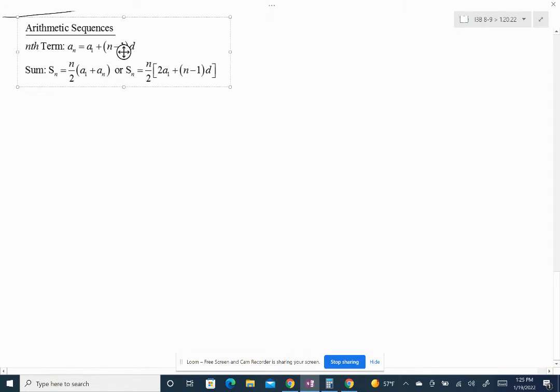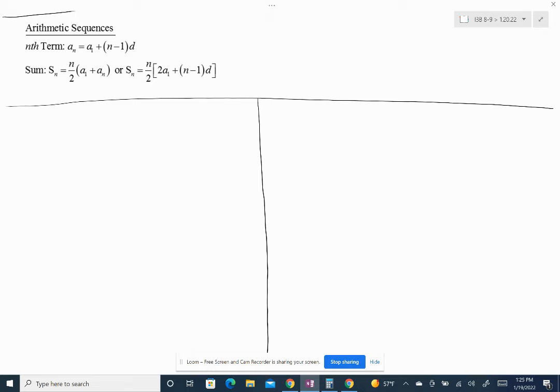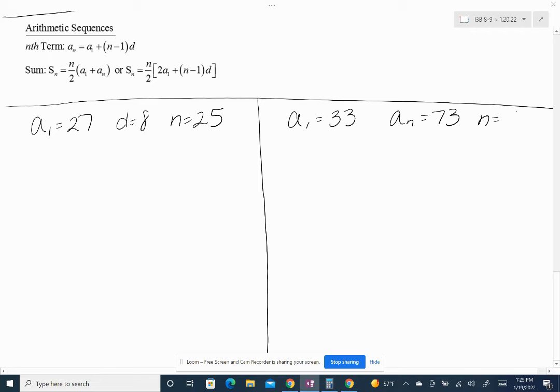Okay, so I'm going to give myself 2 problems here. I'm going to work them side by side to give myself the most amount of space. So let's say for this one we have a1 equals 27, d is equal to 8, n is equal to 25. And this one, we're going to have a1 is equal to 33, an is equal to 73, n is equal to 5.